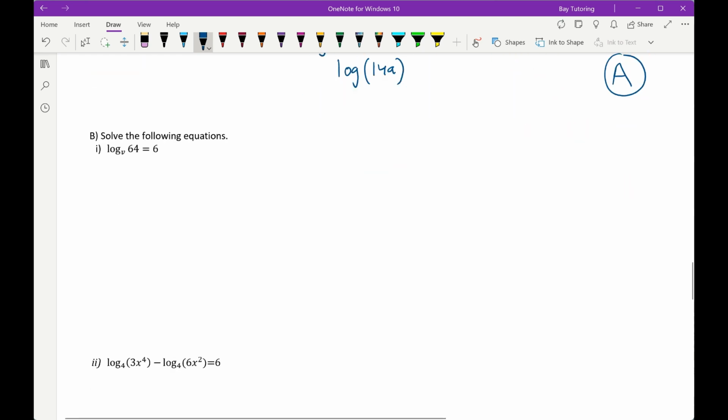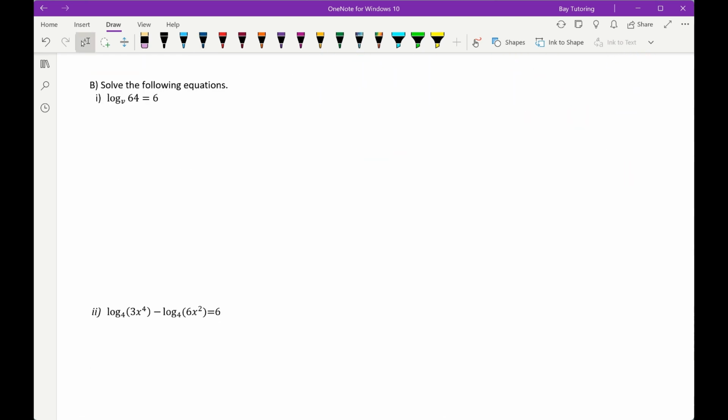Okay, on to part B. So two parts to part B. First one is to solve the equation log base v of 64 equals 6. So the unknown is v, which is the base in the log. So it's not actually any use as it's written like that. We can't solve this as it's written.